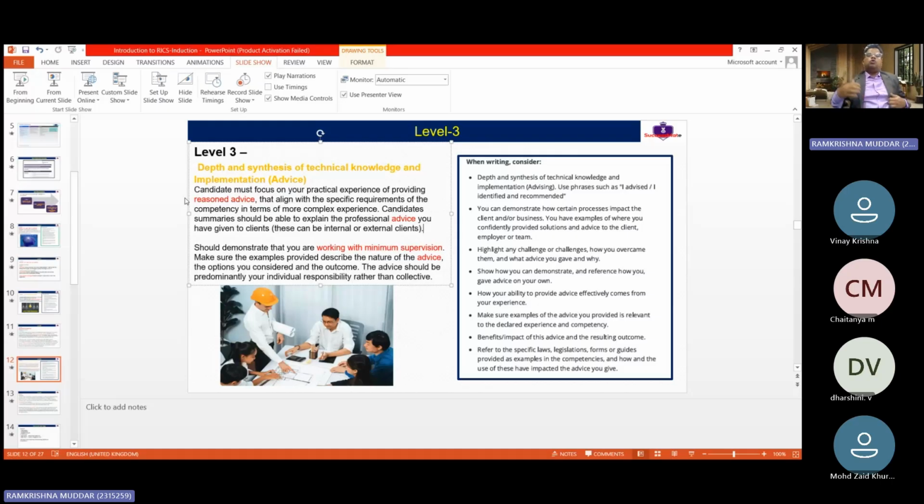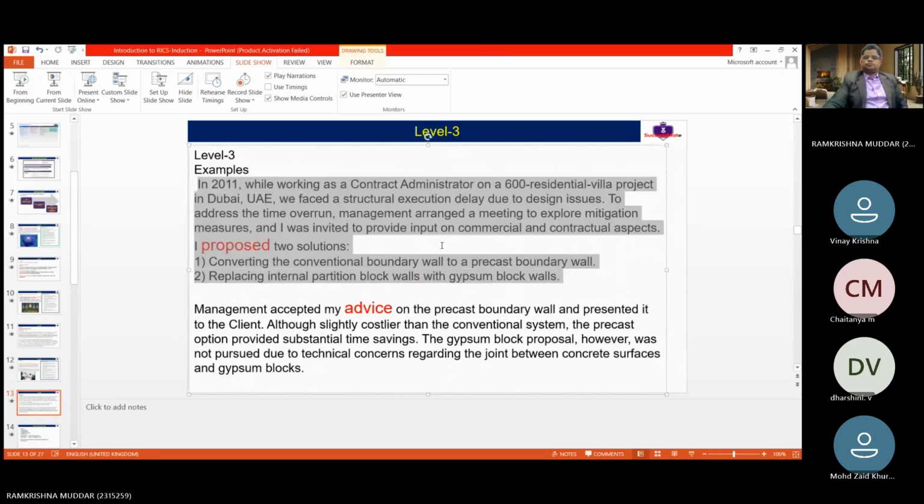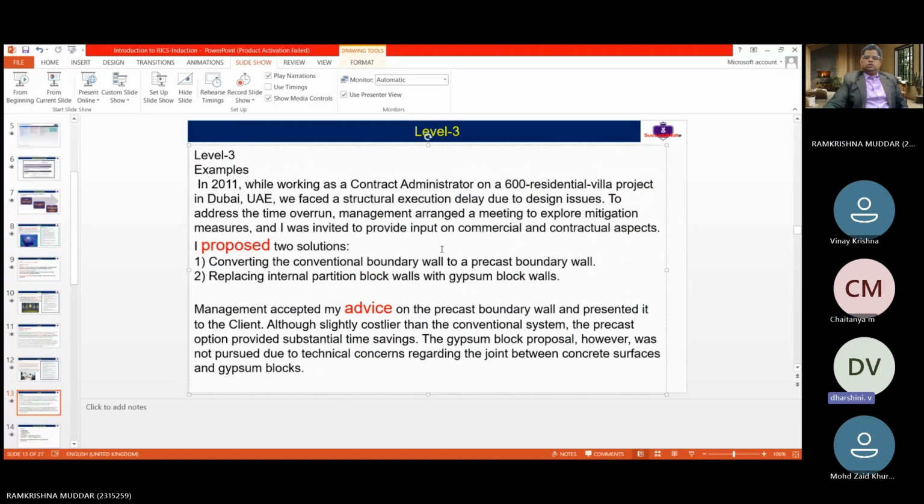So basically advice means how you have given the advice. If you go through an example of advice, here what it is showing, Darshini, can you read this, please? In 2011, while working as a contract administrator on a 600 residential villa project in Dubai, UAE, we faced a structural execution delay due to design issues. To address the time overrun, management arranged a meeting to explore mitigation measures, and I was invited to provide input on commercial and contractual aspects. I proposed two solutions: converting the conventional boundary wall to a precast boundary wall, and replacing internal partition block walls with gypsum block walls. Okay, perfect.